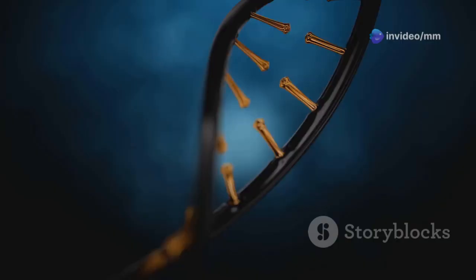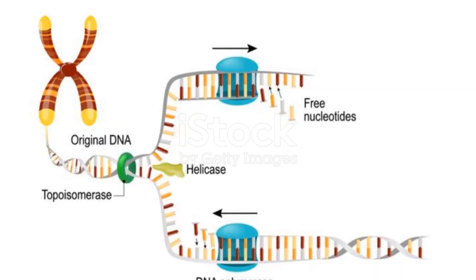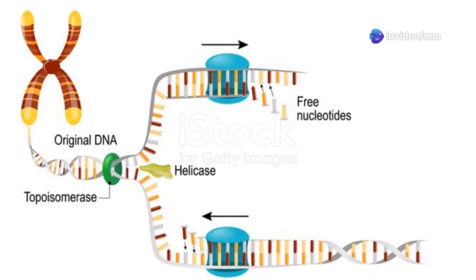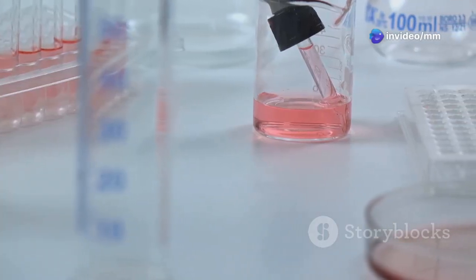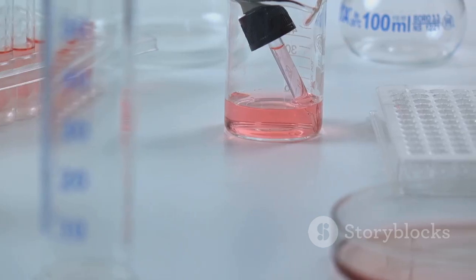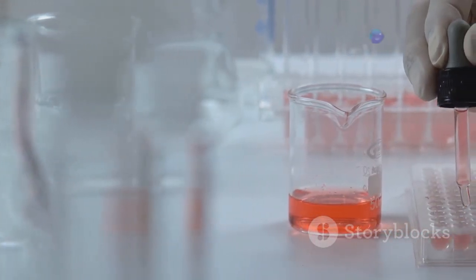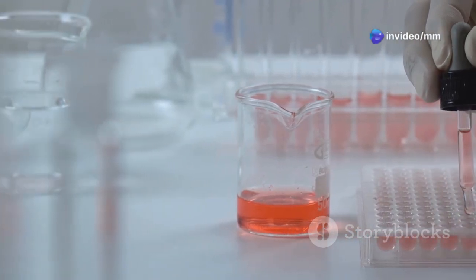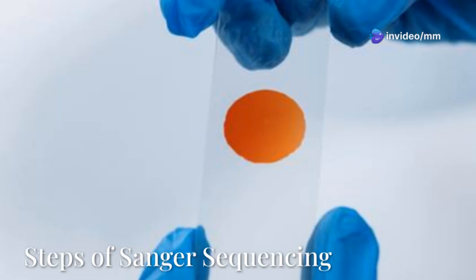Sanger's method, elegant in its simplicity, relies on the basic principles of DNA replication, the process by which cells copy their DNA. He cleverly incorporated modified DNA bases called dideoxynucleotides, or chain terminators, into the replication process. These special bases halt DNA synthesis at specific points, creating DNA fragments of varying lengths, each ending with a labeled terminator base.